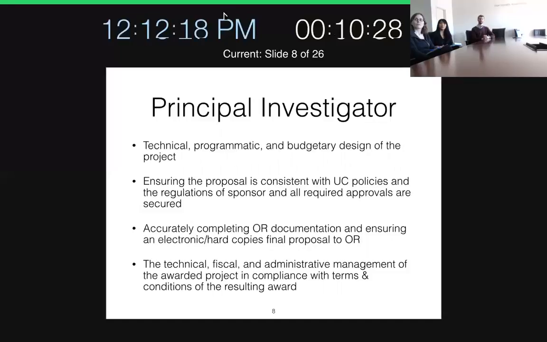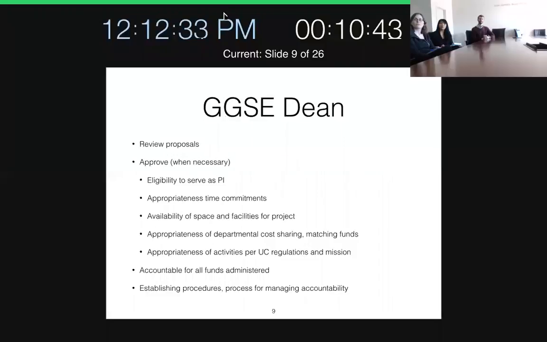Okay, the technical, fiscal, and administrative management of the award in compliance with the terms of conduct of the resulting award, which means we really have to be aware of what we can do or not do within the budget. And we're responsible as PIs to do that. The dean has a lot to do there, or the designee, but ultimately it's the dean's responsibility, at least the way our contracts and grants office is structured.